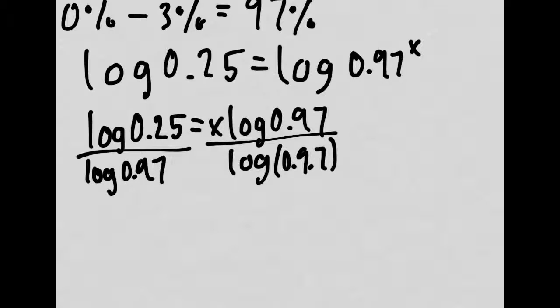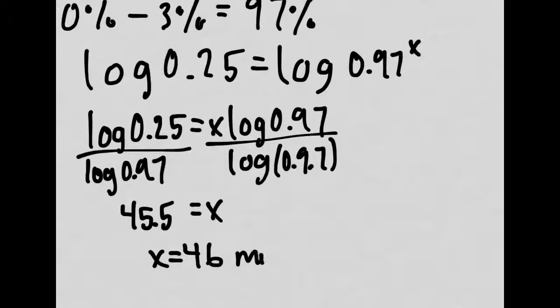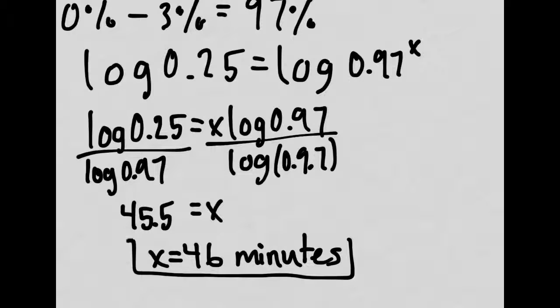And my final answer is, after doing this on a calculator, log of 0.25 divided by log of 0.97. Calculator says 45.5. Now it doesn't say to round up or down, but since we're talking about minutes, I'm just going to round it up to 46 minutes. So in approximately 46 minutes, 3/4 of the crowd will have left the stadium, leaving only 1/4 in the stadium still.